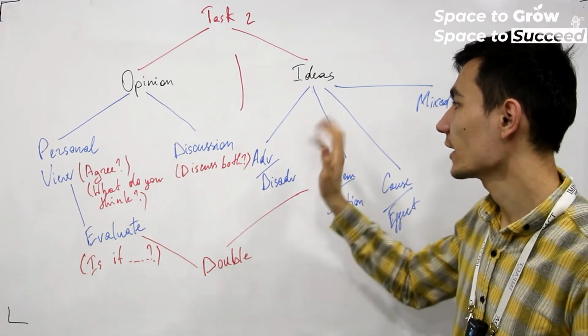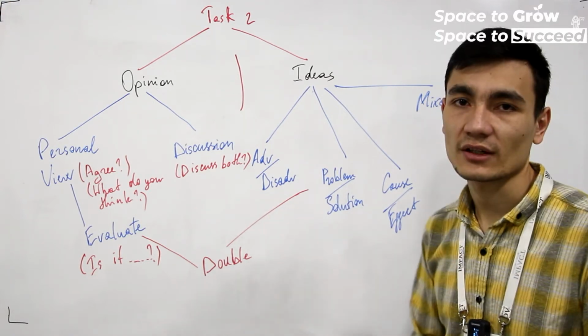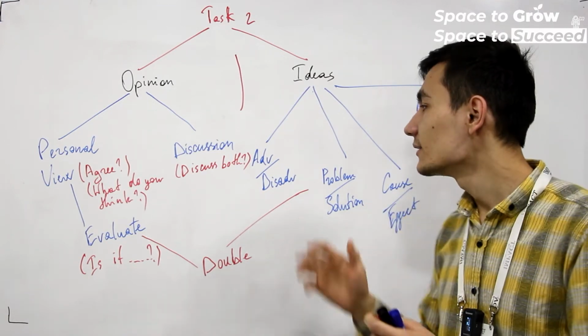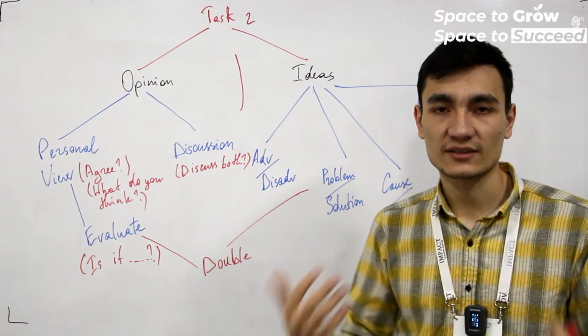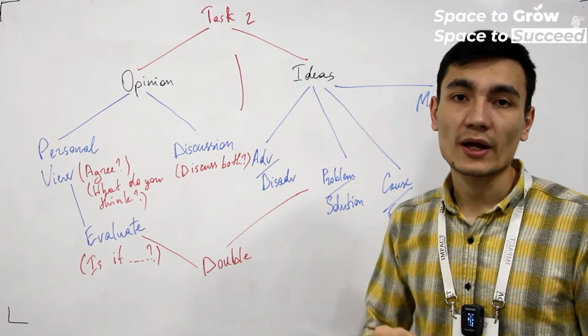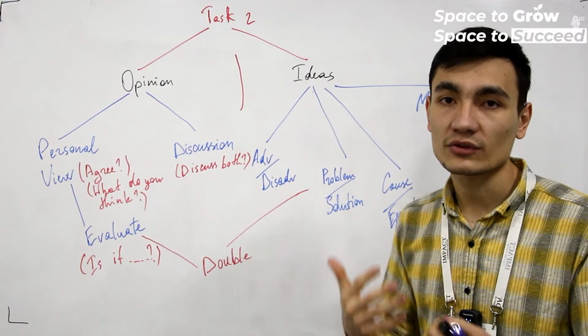After opinion, we have ideas types of essays, and ideas are quite easy because advantages, disadvantages, you understand. But in this case, you have to pay attention that they may change these words. For example, you cannot expect only the words advantages and disadvantages. Sometimes they can use different synonyms like benefits, drawbacks, merits, demerits, positive, negative sides. So you have to be ready for this kind of situations.